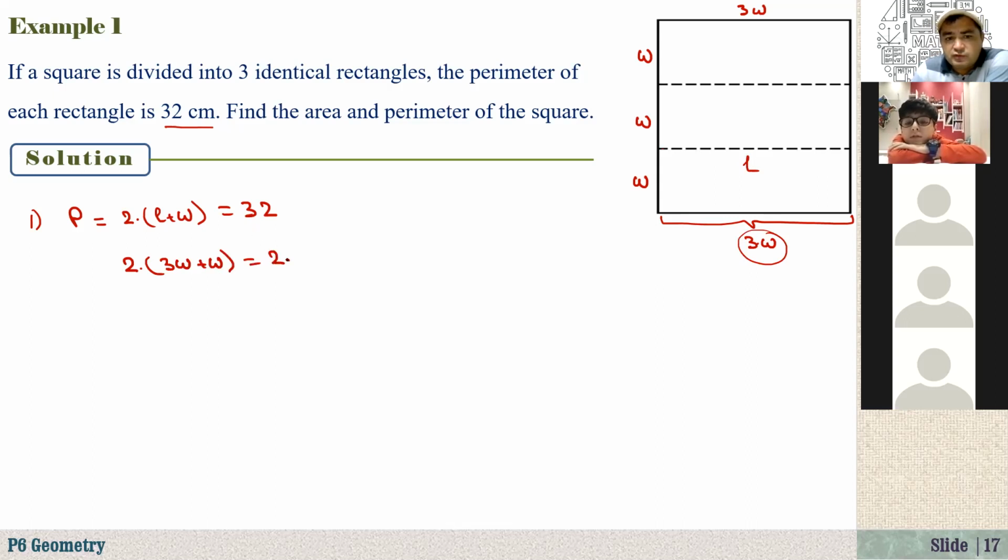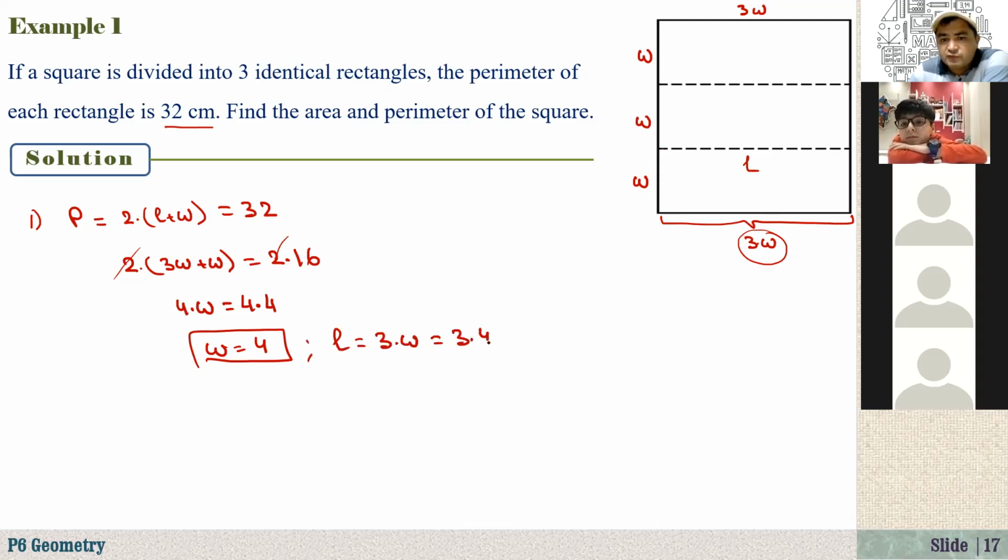I can write it as 2 times 16. This 2, it is gone. 3W plus 1W, it is here we have 4W. And on the right hand side, 16, I can write it as 4 times 4. So 4 is gone. What is W? Is equal to 4. So if it's W equals 4, what is length? Length equals 3 times W is equal to 3 times 4, which is equal to 12 centimeters.